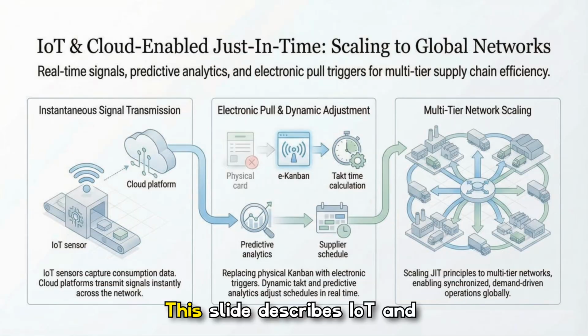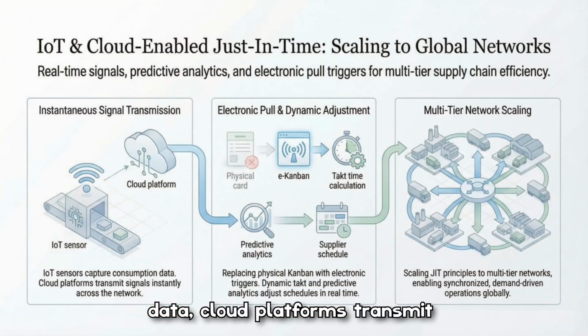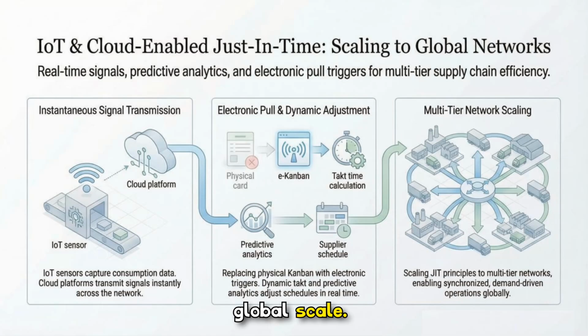This slide describes IoT and cloud-enabled JIT, where sensors capture consumption data, cloud platforms transmit signals instantly, and electronic pull triggers dynamically adjust schedules. Predictive analytics replace static cards with e-Kanban and TAC calculations, allowing supplier schedules to update in real time. Scaling these signals across multi-tier networks enables synchronized, demand-driven operations on a global scale.